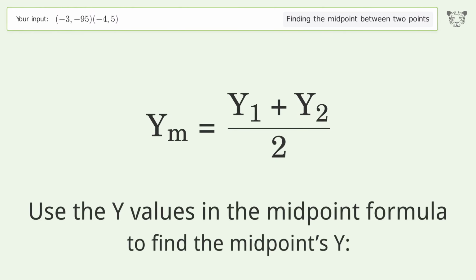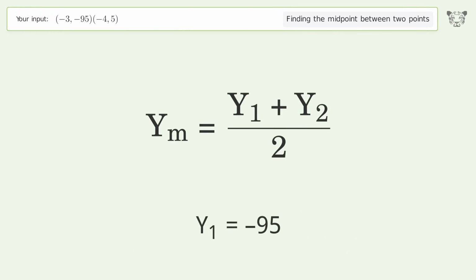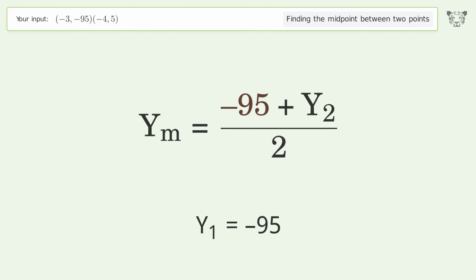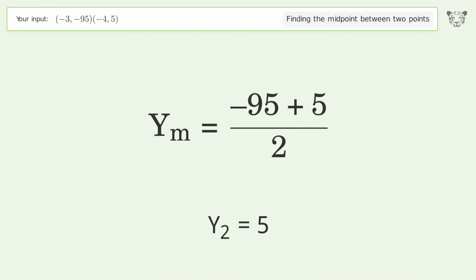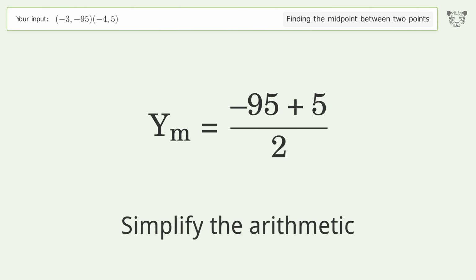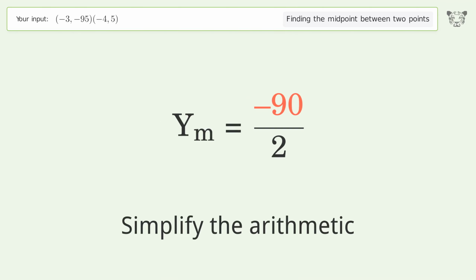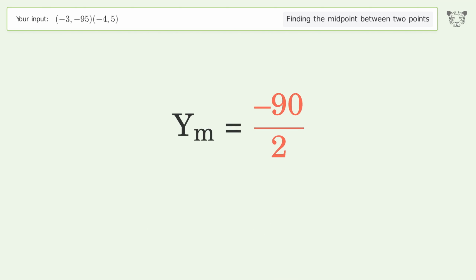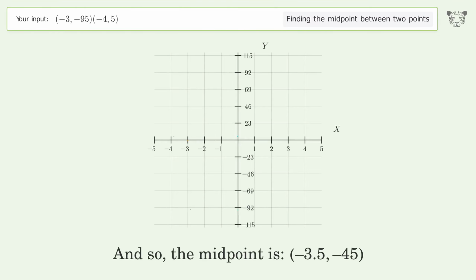Use the y values in the midpoint formula to find the midpoints y. y1 equals -95. y2 equals 5. Simplify the arithmetic. And so, the midpoint is -3.5, -45.